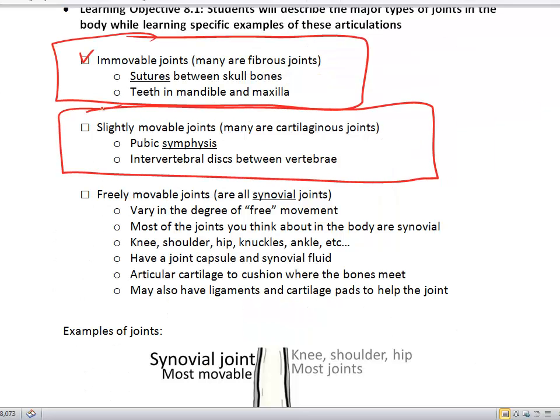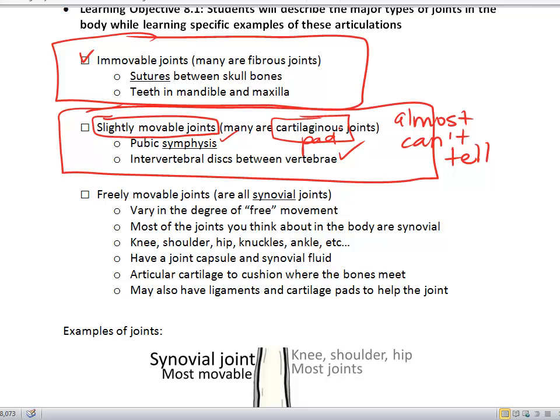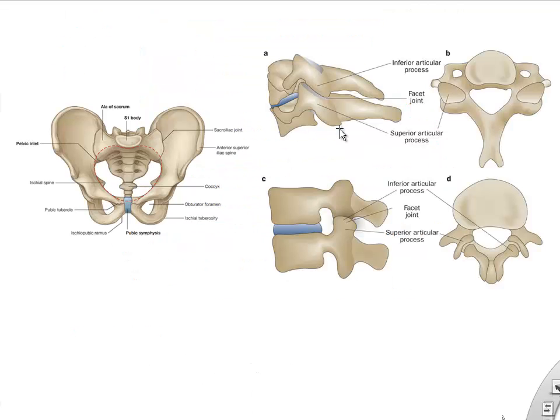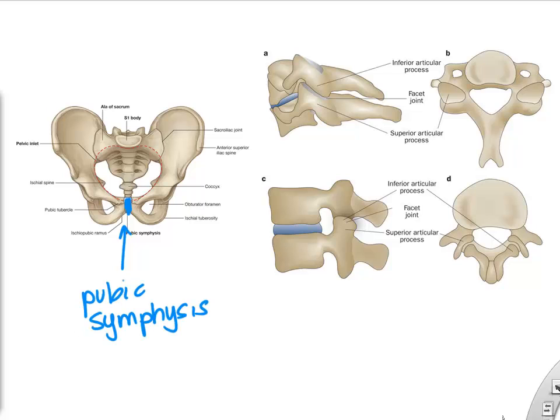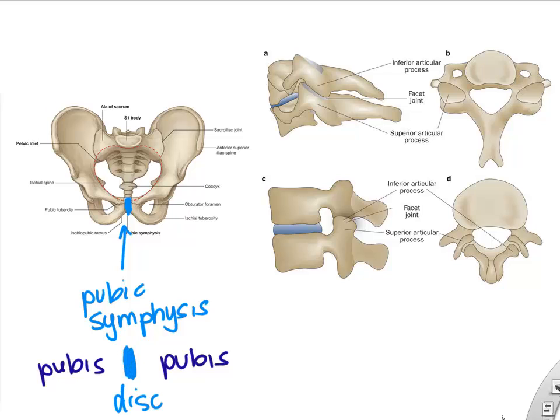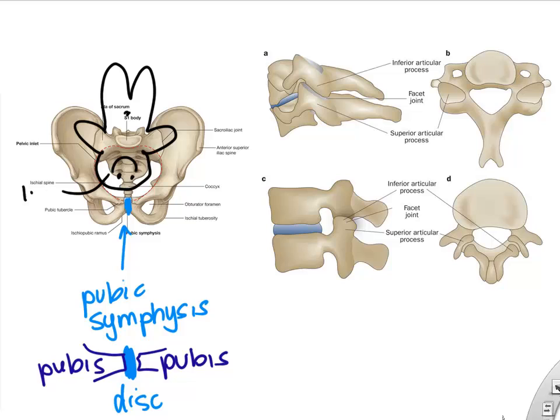Slightly movable joints, and I mean slightly movable because you can barely tell that they move. Probably the most famous ones are the pubic symphysis and the intervertebral discs. So these involve cartilage pads. So the pubic symphysis is the joint between two pubis bones. Remember, a joint is just a joining of two bones together. So the two pubis bones are actually joined at the pubic symphysis by this cartilage pad. And there's a little bit of movement there, especially during childbirth. That loosens up a little bit.